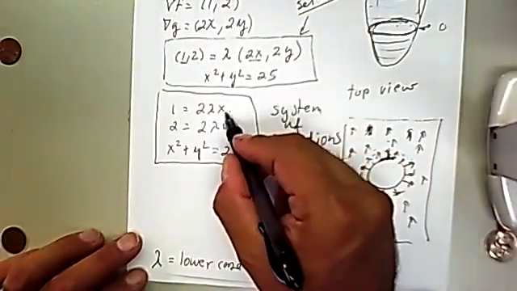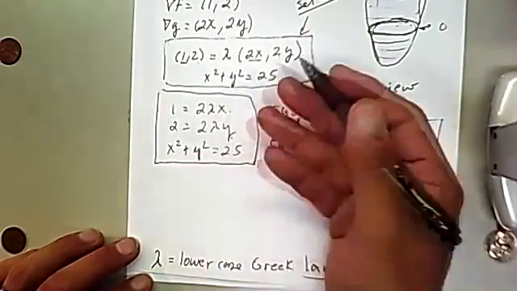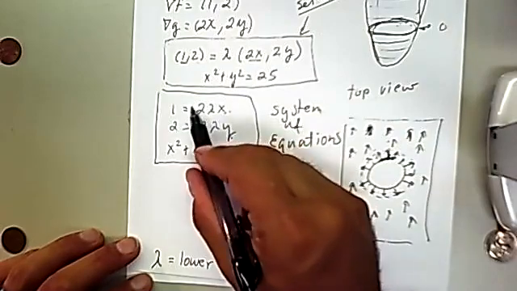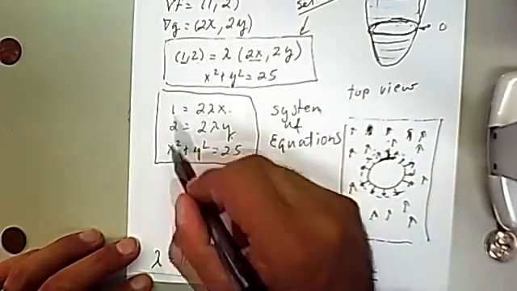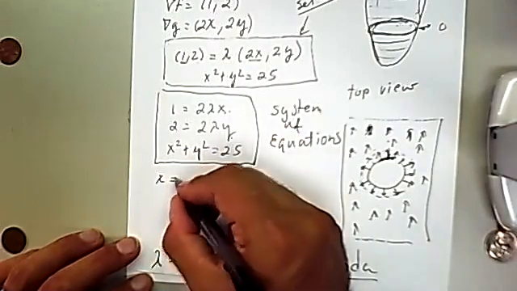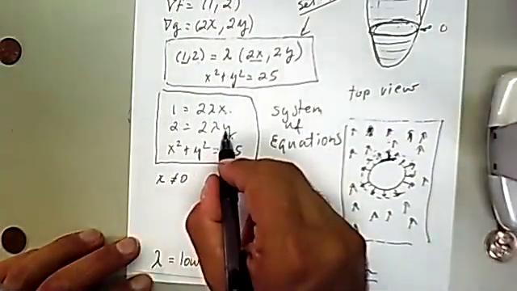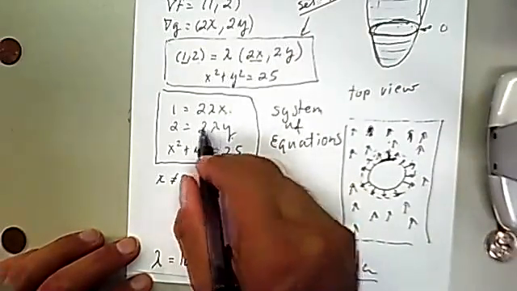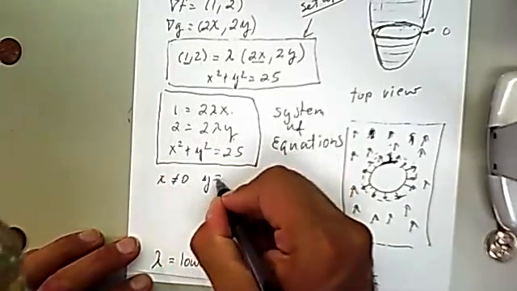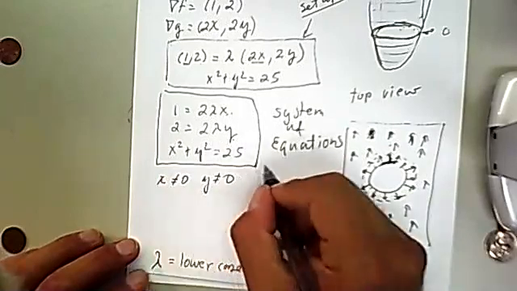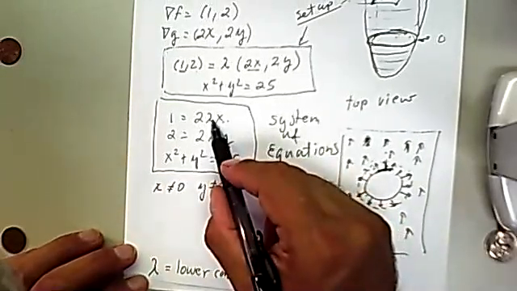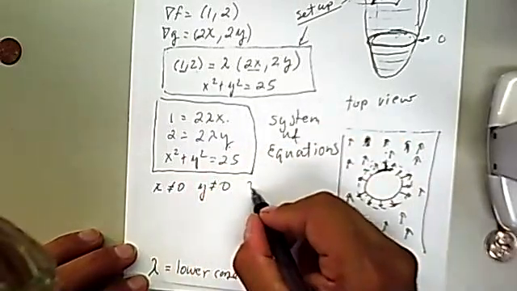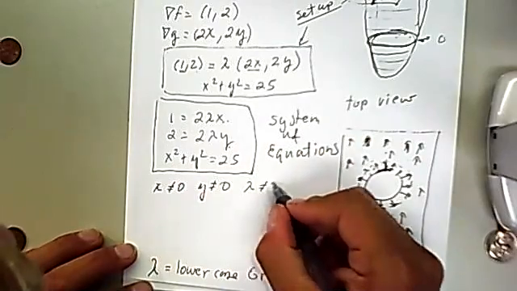Can x be zero? And the answer is absolutely not. In some cases it may, but not in this case. Why not? Because if x was zero, that would cause this product to be zero, and zero cannot be equal to one. So x cannot be zero. Can y be zero? No, because again, if y was zero, then this product would be zero, and zero is not equal to 2. So y cannot be zero. Can lambda be zero? No, because if lambda was zero, then again, 1 would be equal to 0. So none of the variables involved may be 0, and that is good.